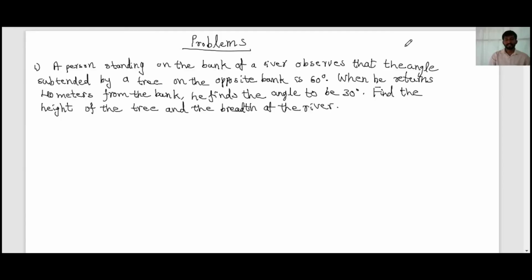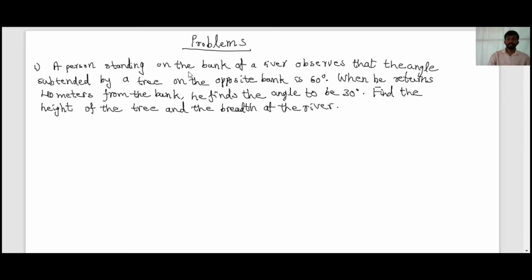Good morning, students. In this session, I'll solve some important 5 marks questions from the chapter Heights and Distances. Hoping that you're clear with the angle of elevation as well as angle of depression concepts. In the previous session, again, I solved some problems related to those two concepts. Okay, first study those problems. See the first question.